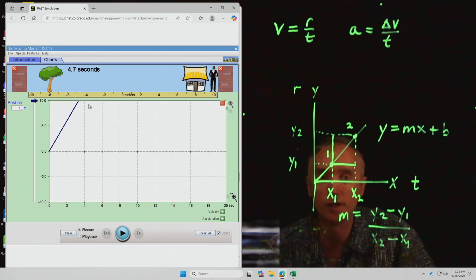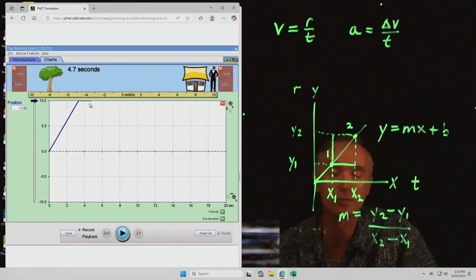So it went sideways right here. So you notice the position no longer changes because he's up against the wall. He can't go any further. But the time continues to change because the stopwatch was still running. We don't care about this part, so don't worry about that part right there. Now, we want to calculate this slope right here.